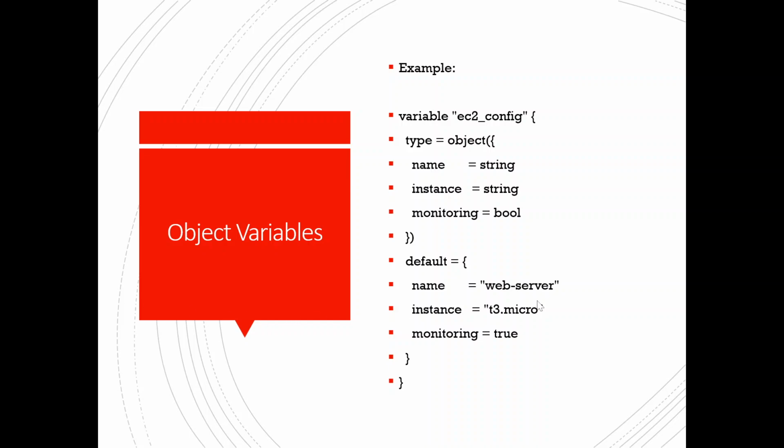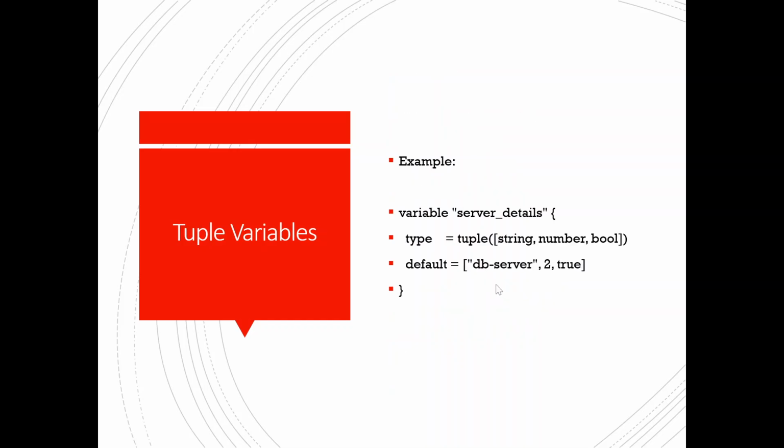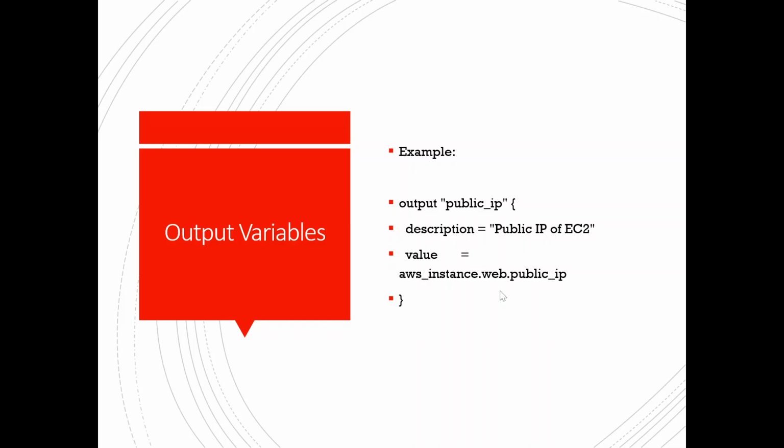Now next we'll see tuple in Terraform. Tuples are similar to lists, but they can contain different data types. Here, the first value is a string, the second value is a number, and the third is a boolean. Tuples are useful when you want to enforce order and data types together, like defining server details or resource attributes.